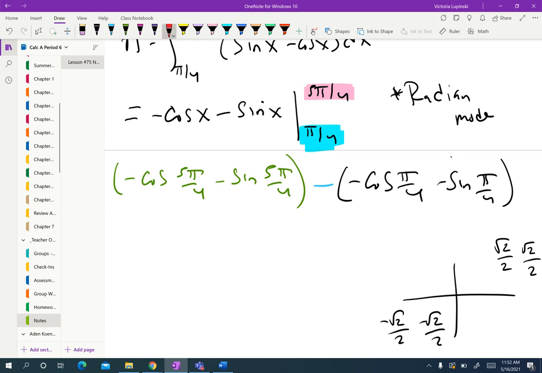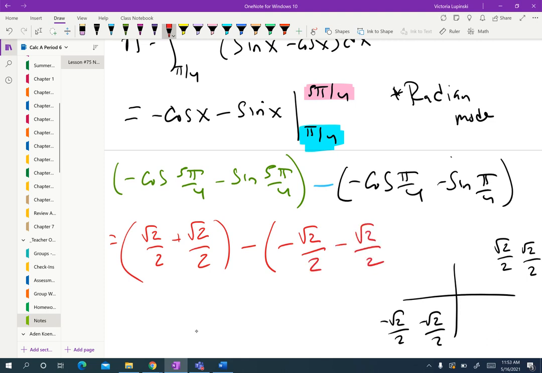So if I go ahead and sub those in, this becomes negative. The cosine of 5 pi over 4 is negative root 2 over 2. So a negative times a negative is going to cancel out to be a positive. Then minus the sine of 5 pi over 4 is negative root 2 over 2. So again, a negative is going to cancel, which is going to give me the following. Then minus, if I go ahead and do the negative cosine of pi over 4, that's going to be negative root 2 over 2 minus root 2 over 2.